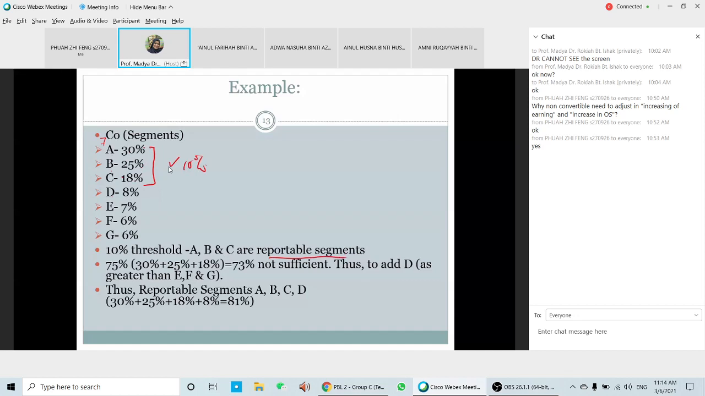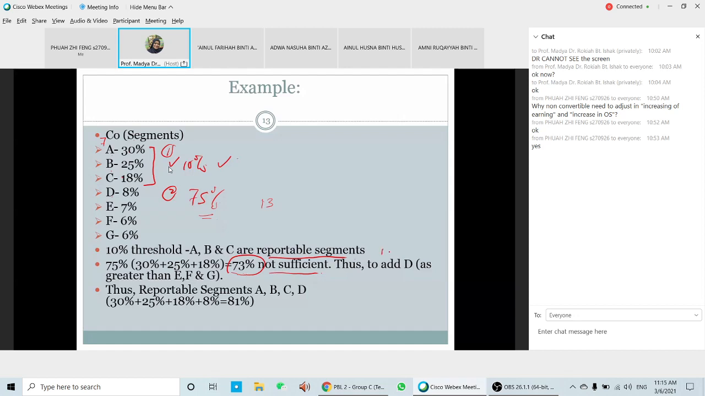But when you total up, we assume this is based on the external revenue, the total amount is only 73%. So for the first test, you fulfill. The second test is the 75% test. When you total up here, you only have 73%. 73% is not sufficient because paragraph 13 mentions that you need to have at least 75% of the total external revenue. So since you only have 73%, you need to add another new segment.